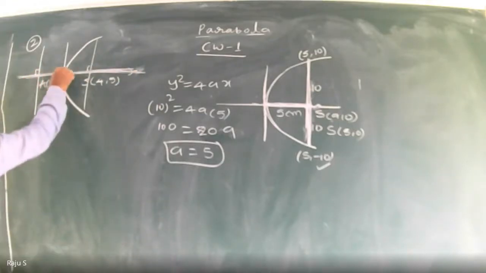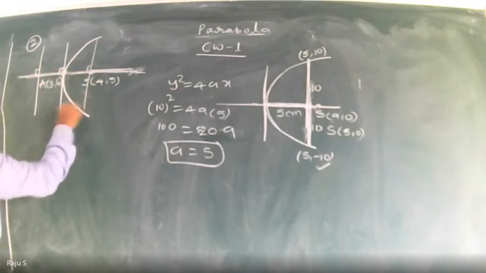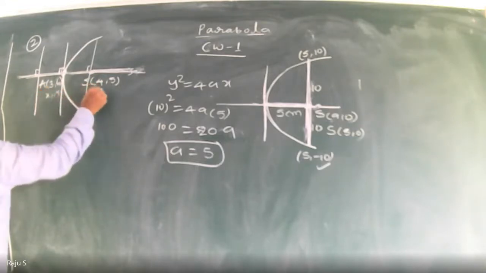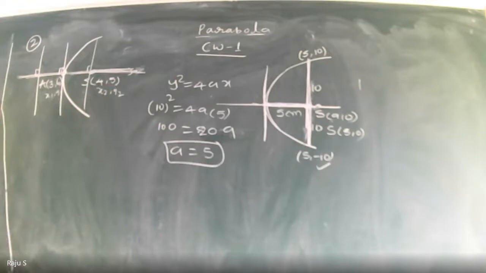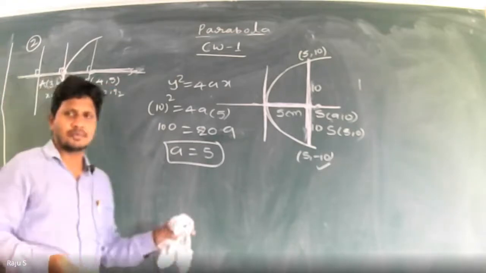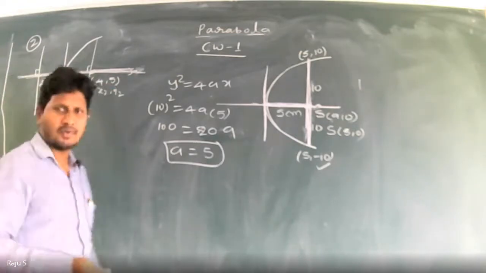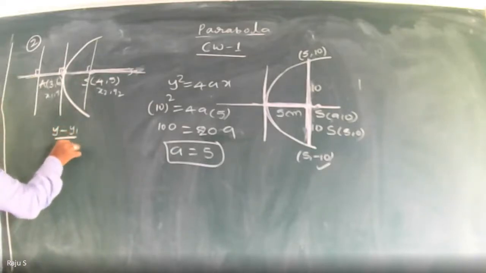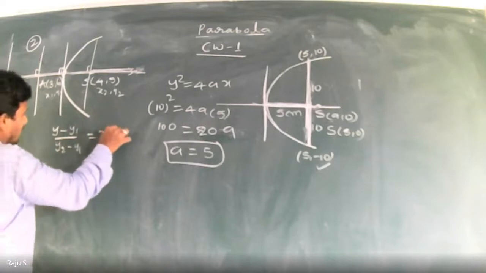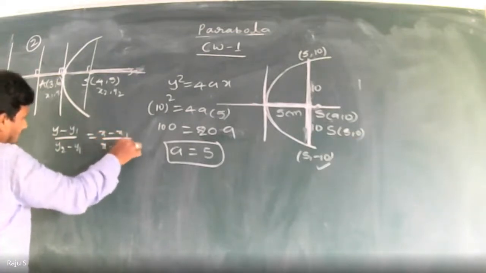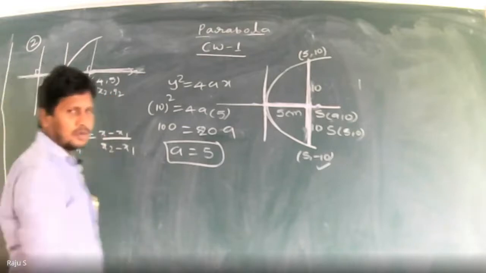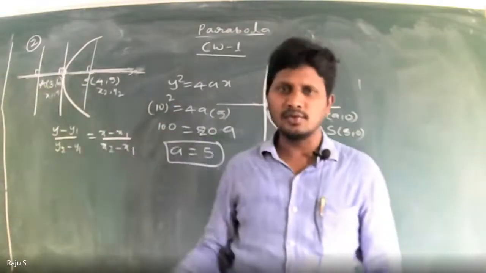For that, it is clearly passing through 2 points, one is A, one is S. Let us take this point as x1 comma y1 and this as x2 comma y2. When we know the 2 points, we use the 2-point formula. What is the 2-point formula? y minus y1 by y2 minus y1 equals x minus x1 by x2 minus x1. Substitute the x1 y1 and x2 y2 values here and you will get the answer.